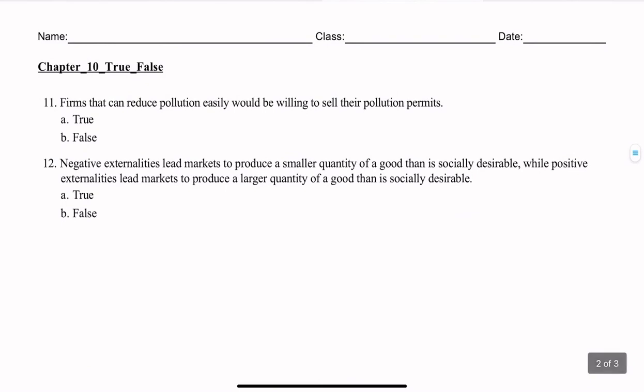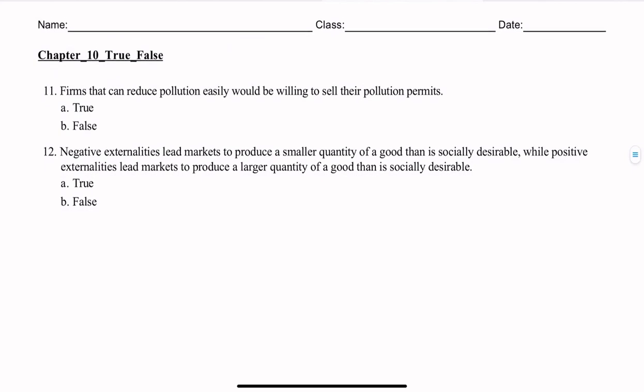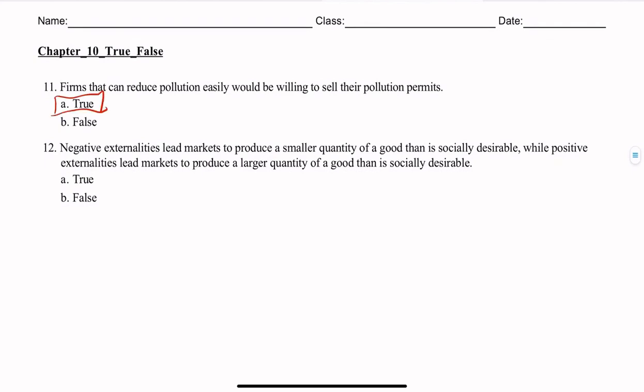11th, firms that can reduce pollution easily will be willing to sell their pollution permits. Okay. This one is actually correct because we discussed the tradable permit. And in that kind of policy, we learned the benefit of tradable permit is firms can trade with each other, right? That is, if a firm has better technology in reducing pollution, the firm will want to sell its pollution permits to firms with worse cleaning technology. So it is true here.